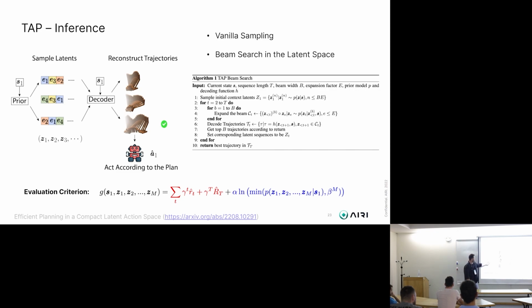To evaluate them, we have to decode them to the real actions. Then we again take these capital B trajectories, expand each of them to be more trajectories, and repeat the process. And finally, we choose one of these capital B trajectories and apply it on the real agent.